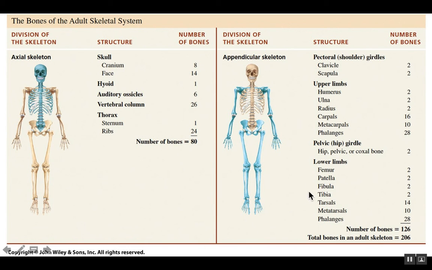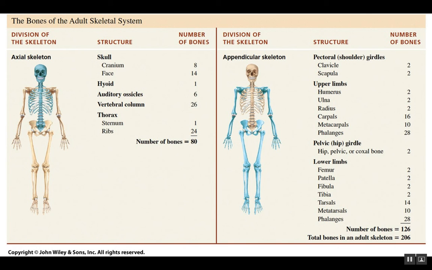And then finally, in the lower limb, we move distal from femur, patella or kneecap, fibula, tibia, tarsals, metatarsals, and finally the phalanges of your toes. So that equals a total of 206 bones. We will actually save the auditory ossicles until we get to hearing at the end of the semester.